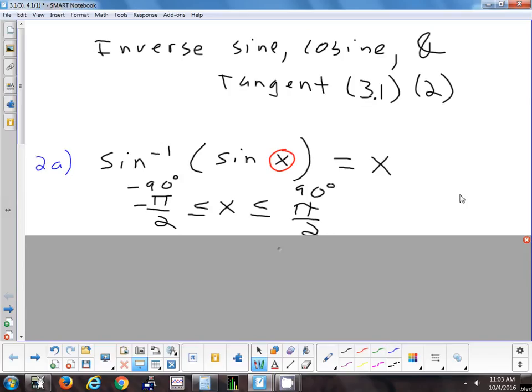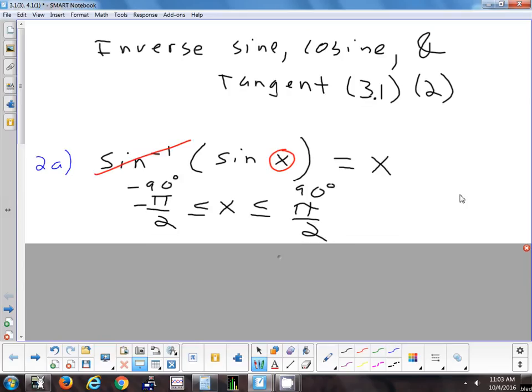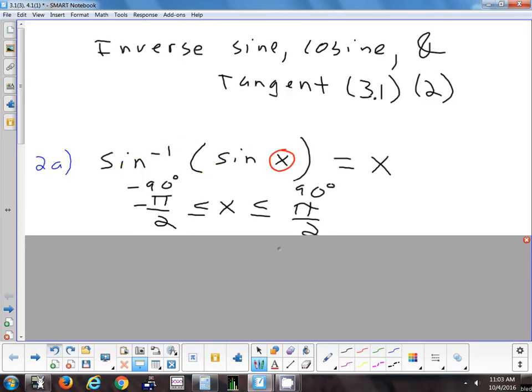But it turns out in order for inverse sine and regular sine to cancel each other out, and basically all you end up with is this, whatever's right there would come out as your answer, you have to start with a number that's between negative 90 and positive 90. Or in radians, negative pi over 2 to pi over 2. Let me show you an example on the calculator.